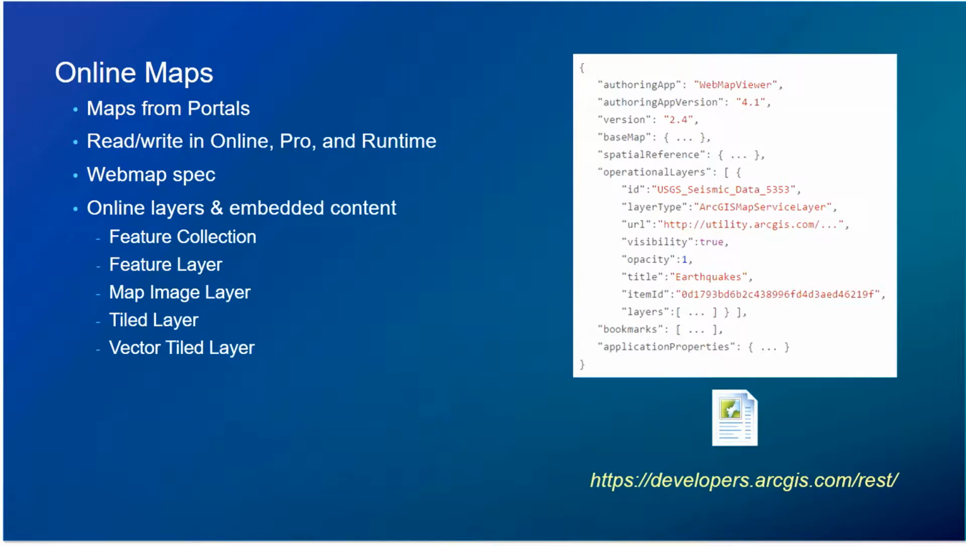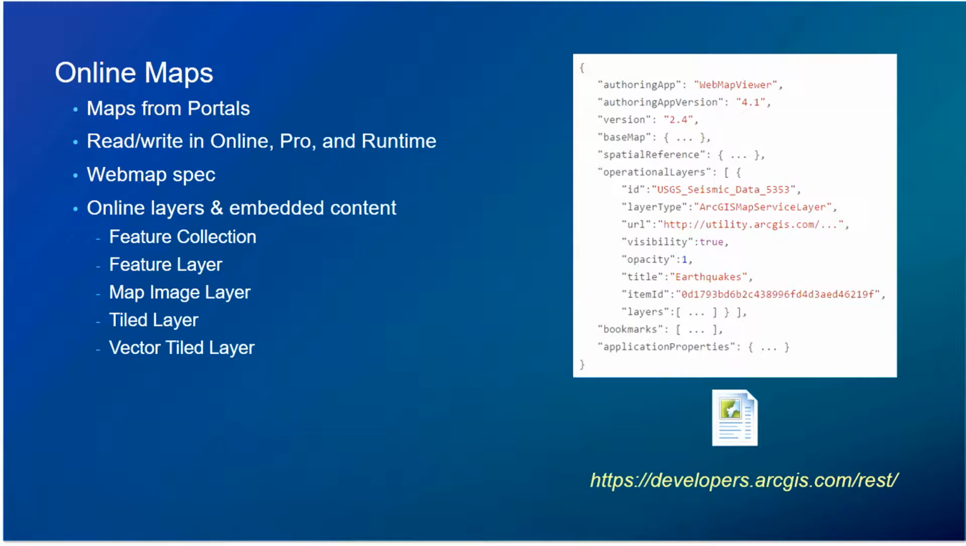Online maps within the ArcGIS Runtime, I'm talking about essentially maps from ArcGIS Portal, the common map format across the ArcGIS platform today, essentially based on the web map spec. So ArcGIS Runtime can open maps from your ArcGIS Portal. It can open maps from ArcGIS Pro. ArcGIS Pro can publish maps to Portal that can be opened in Runtime. So there's communication between all of the parts of the ArcGIS platform today based on this common map format. So you can both read and write these maps to and from ArcGIS Online and Pro and the Runtime.